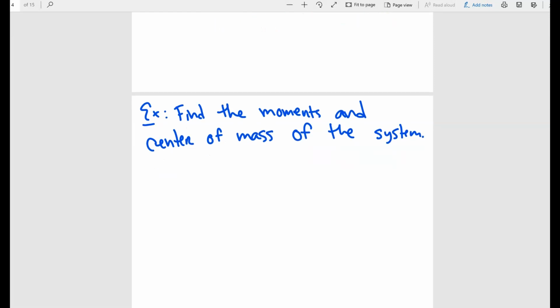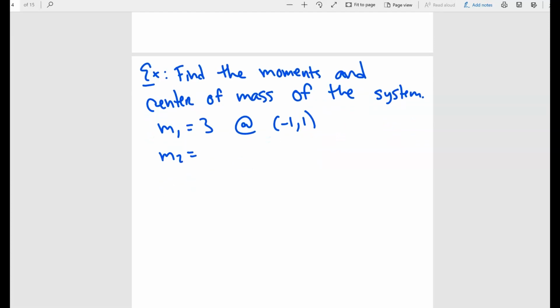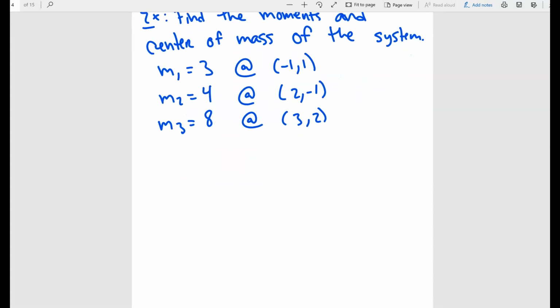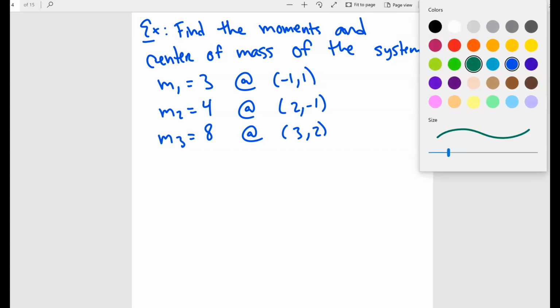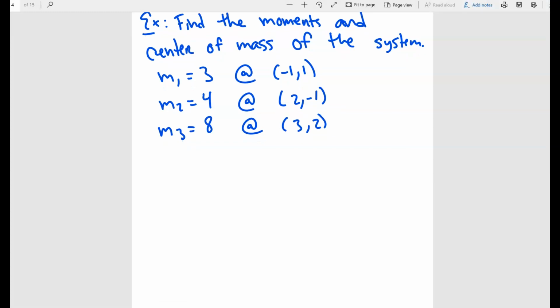Okay, so let's say you have mass 1 is 3 at (-1, 1), mass 2 is 4 at (2, -1), and mass 3 is 8 at (3, 2). Now these can be in kilograms or in grams or something, but they are just somewhere in space at these particular points. So you don't necessarily have to draw them out. You can just go ahead and immediately calculate it. You don't need to plot them out.